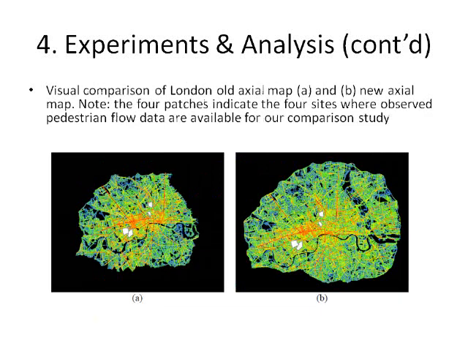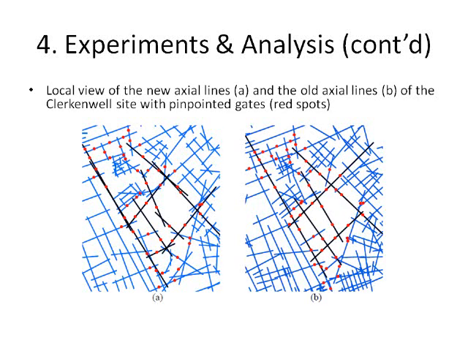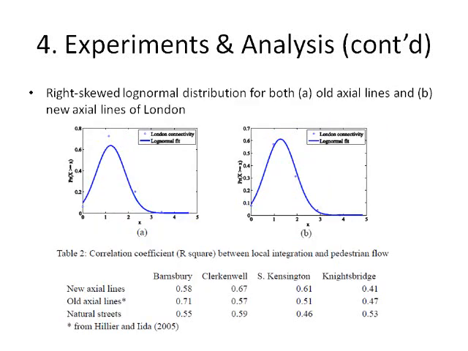To provide a further proof, we first give the visual comparison of London old axial map and the new axial map. The 4 patches indicate the 4 sites where observed pedestrian flow data are available for our comparison study. This is the local view of new axial lines and old axial lines of Clerkenwell site, which is one of the 4 patches. The red points are the pinpointed gates. This is the right-skewed log-normal distribution for both old axial lines and new axial lines of London.